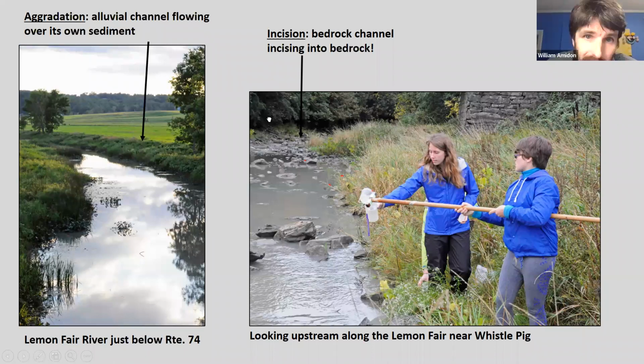In contrast, if we have incision, the river's cutting down, we actually get bedrock channels. Wherever you see a river running over bedrock, that's a surefire sign that that river is cutting downward. It's trying to cut into that bedrock. It's already stripped off all the sediment. Interestingly, the Lemon Fair has some areas of bedrock incision as well. As you go upstream from Whistle Pig, so this is not a great photo, but it's looking upstream from Whistle Pig up towards the Richville Reservoir, you see the Lemon Fair cutting down through a bedrock gorge in this area.